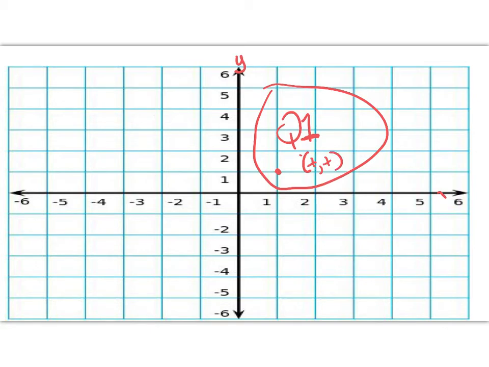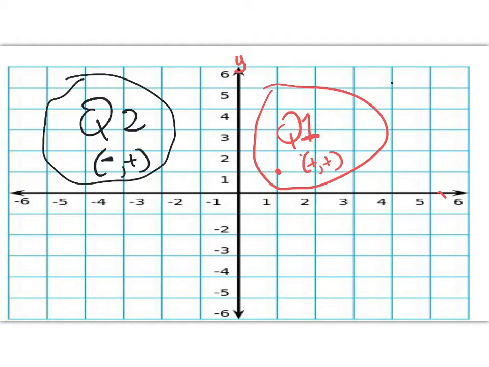So here in quadrant 2, this is called quadrant 2. Your x's are negative and your y's are positive. And that's the difference. So any point in this region is quadrant 2. Here in quadrant 3, both your x and your y are negative, and that's all points over here.